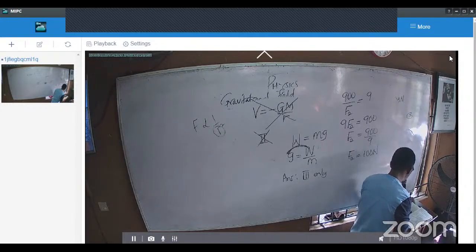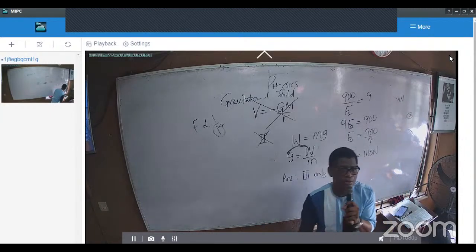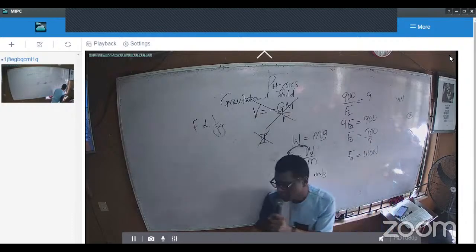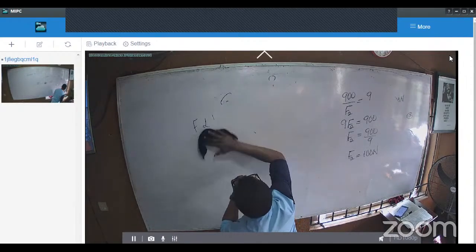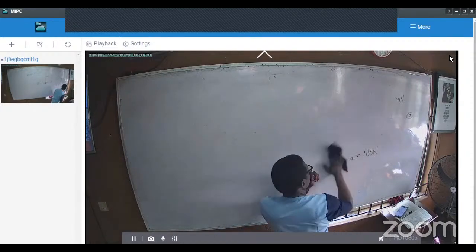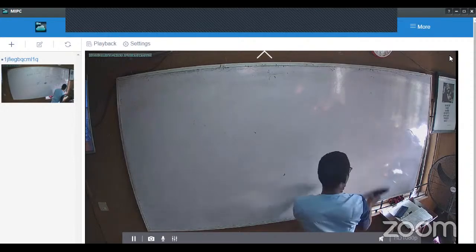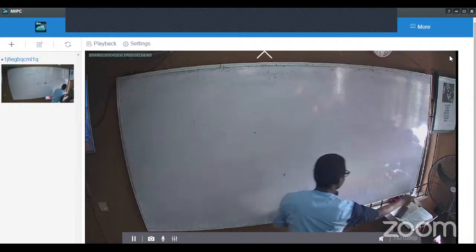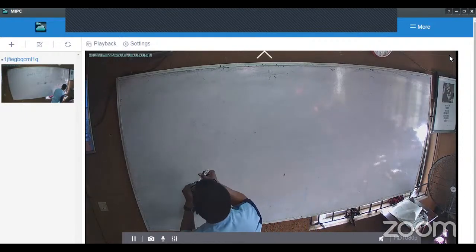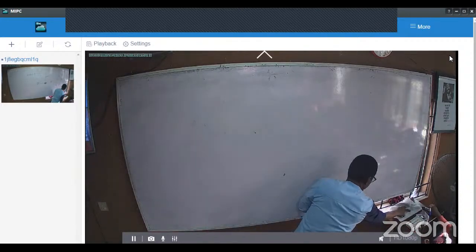Last question. Which of the following graphs gives the relationship between gravitational field intensity and the altitude on the Earth's surface?